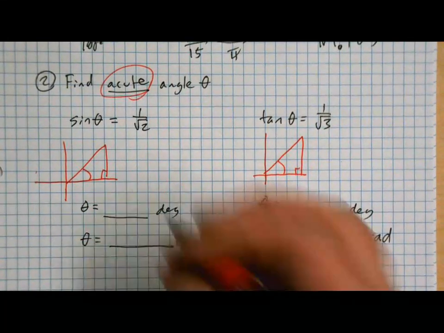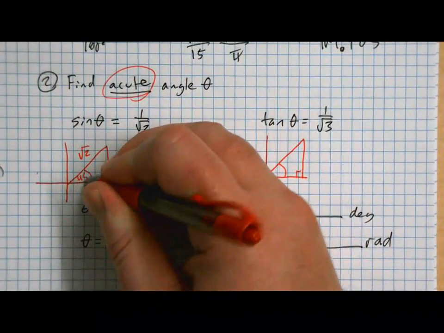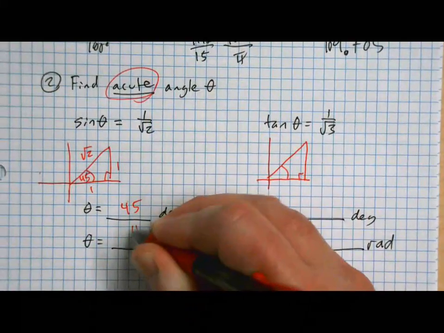All right, so sine is opposite over hypotenuse. So 1 over radical 2, that's a 45-degree angle, which is pi over 4.